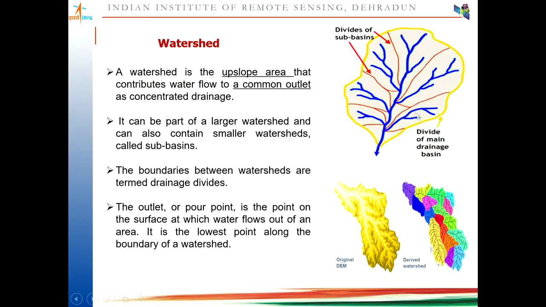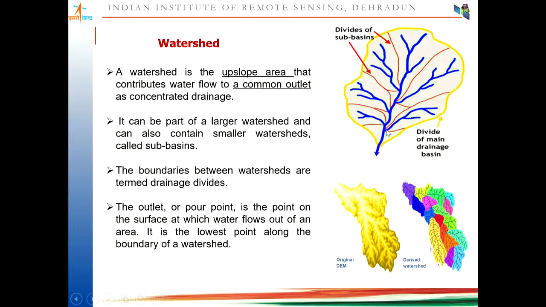So once you get the drainage lines, then you can go for the delineation of the sub watershed. You can divide it. For delineation of the watershed, you have to define the outlet. You can define an outlet where the entire area should drain. Suppose if you define it here, then it will delineate like this.